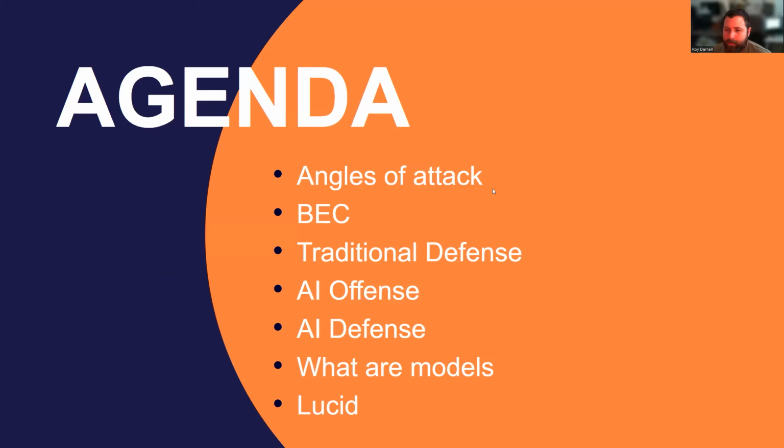And what we're going to talk about, first of all, angles of attack, specifically BEC, business email compromise, which is when you attack an organization's email account. And we'll shortly discuss traditional defense, what it looks like in the cybersecurity of BEC, and how AI is being leveraged for offense, defense. And I'll try to give you a crash course about machine learning models, what they mean. And then lastly, a large defensive model framework I've been working on for the past years.